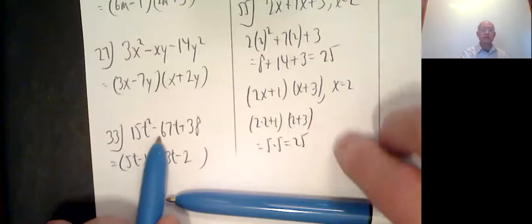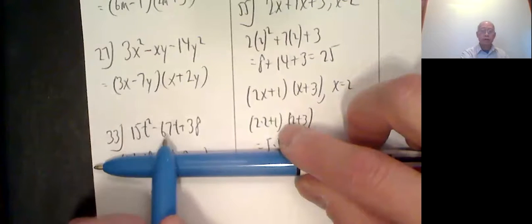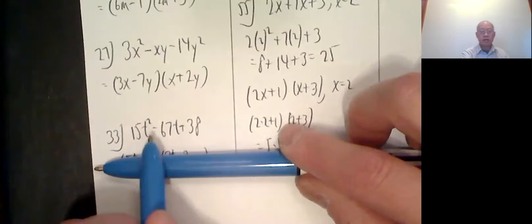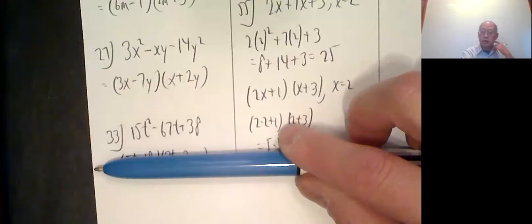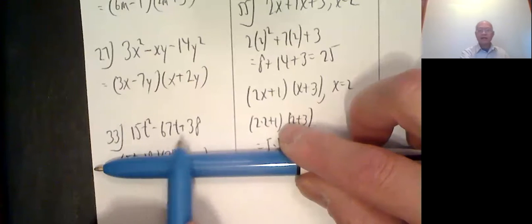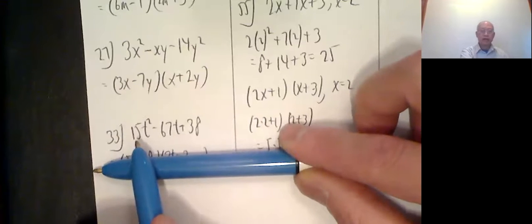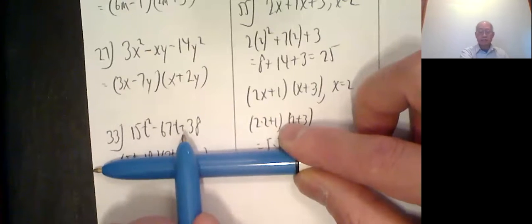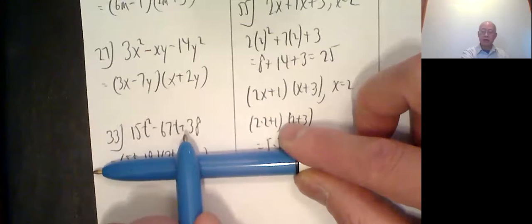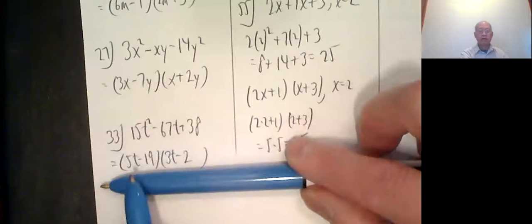15t squared minus 67t plus 38. Okay, t squared is t times t. A minus and a plus means they're both minuses. And these are pretty bad numbers, but you can probably guess. 15, most likely it's 3 and 5. 38 is even, so that means it's 2 times something. It happens to be 2 times 19. So I'm going to guess 2 and 19, 3 and 5.